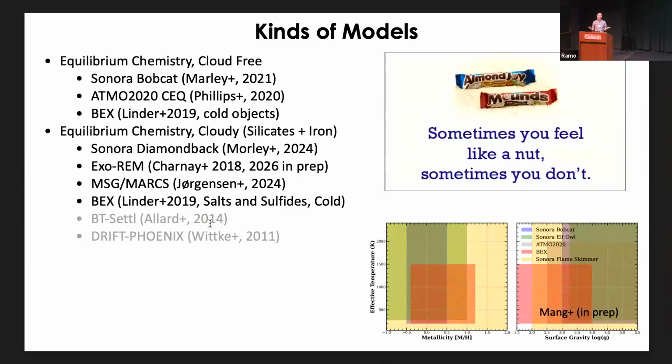And as time goes on, everyone tries to, of course, update as new opacities come out, new line lists, new treatment of chemistry. There's also Drift Phoenix, which is a collaboration, again, between some of the Helling and Witte models and also the Phoenix collaboration. And sort of down on the right here, there's a figure that James Mang was prepping in terms of thinking about just sort of the phase space of a variety of these models and where they are.